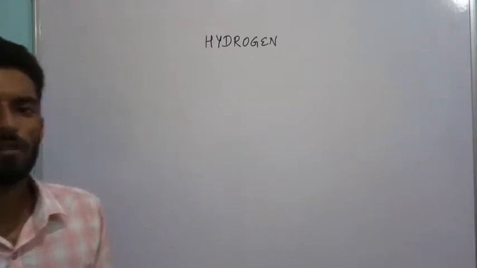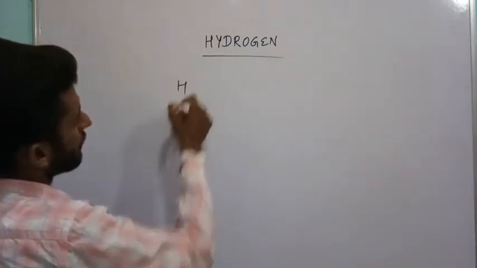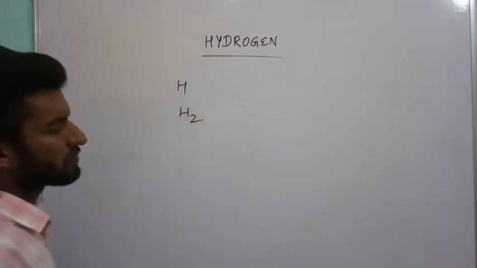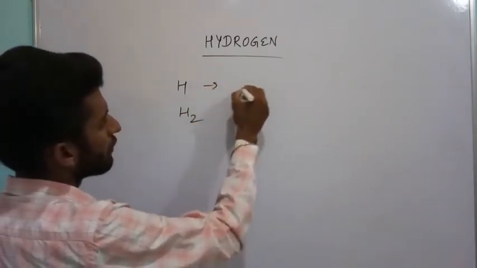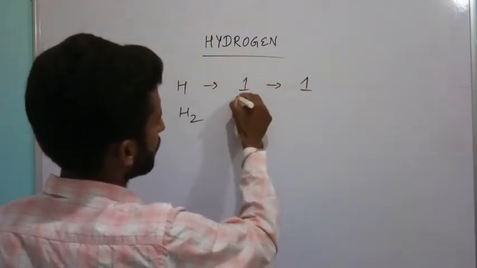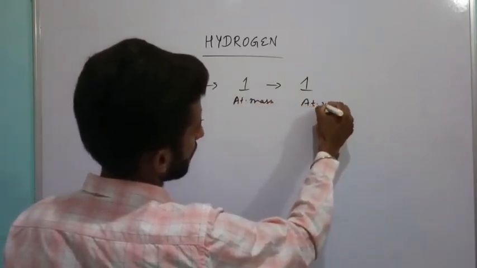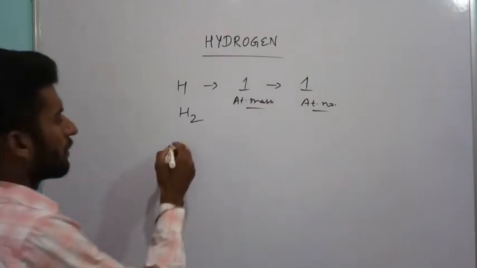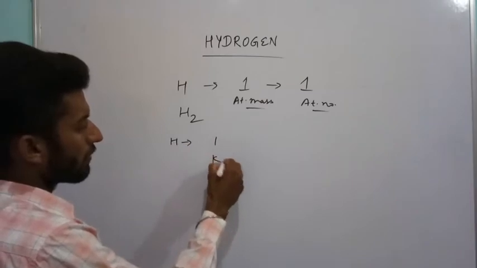So today we will start with our hydrogen chapter. Hydrogen has the symbol H. In the molecular form, it exists as H2, that is hydrogen molecule or hydrogen gas. It has atomic mass 1 and atomic number also 1. Both atomic mass and atomic number are equal to 1.